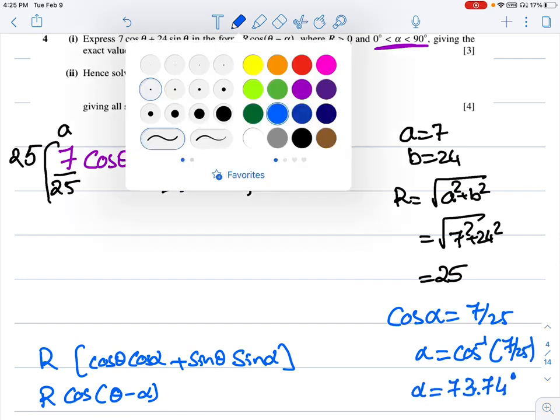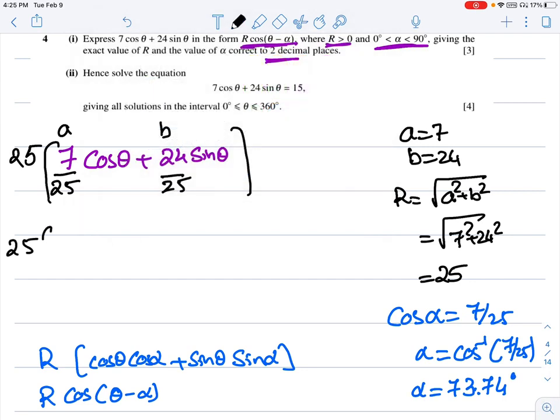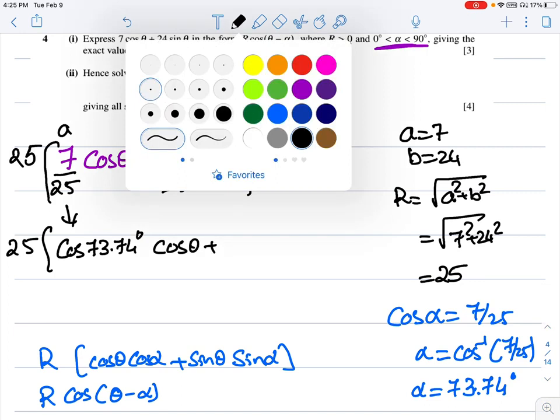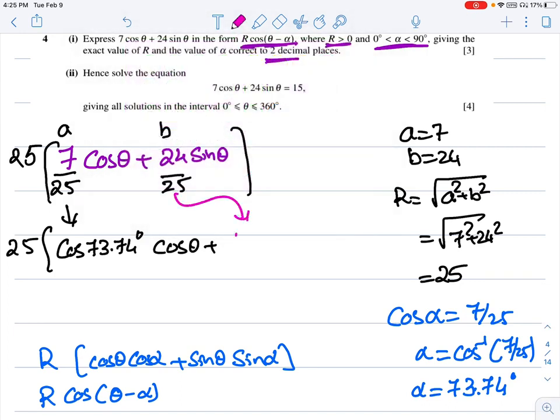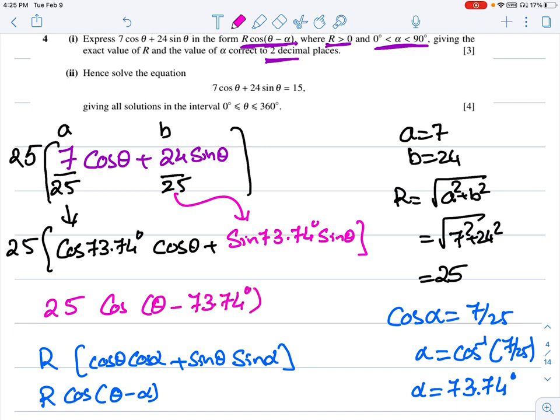So what am I going to do? Go back here, write 25. This 7 upon 25 can be written as cos 73.74 degrees cos theta plus 24 upon 25, you can check in the calculator, which can be written as sin 73.74 degrees sin theta. Now this is in the form of cos A cos B plus sin A sin B, so it can be written as cos of (A minus B), that is cos(theta minus 73.74 degrees). That's going to be the answer for the first part, 3 marks.